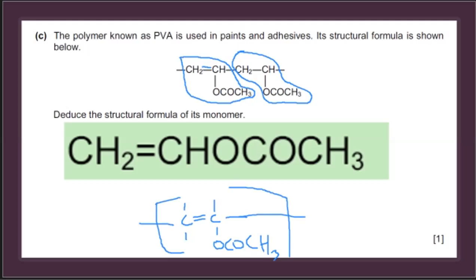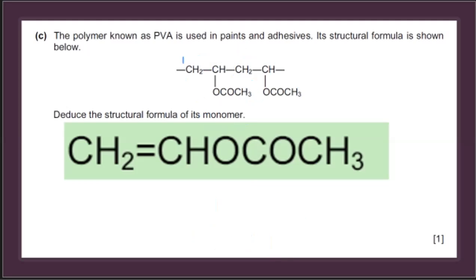And this is the unit that is being repeated over and over and over. So they would have gotten it from this here, where this bond would have been broken, right? And instead of having just a single bond, we put back the double bond, and that will help us get back the monomer that was used to form this polymer up here.